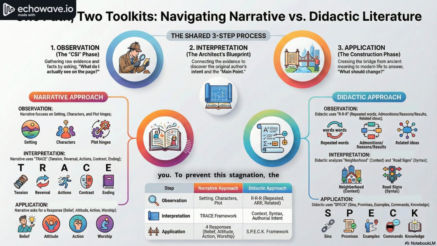To prevent this stagnation, the inductive framework requires crossing what it calls the bridge from then to now. The bridge. Yeah, you take the historical meaning, that authorial intent you discovered in step 2, extract the timeless truth from it, and bring that timeless principle into your modern reality. To figure out what that application actually looks like on the modern side of the bridge, they use a diagnostic acronym: SPECK. S-P-E-C-K? S-P-E-C-K. It gives you 5 specific lenses to look through to find an application hook.